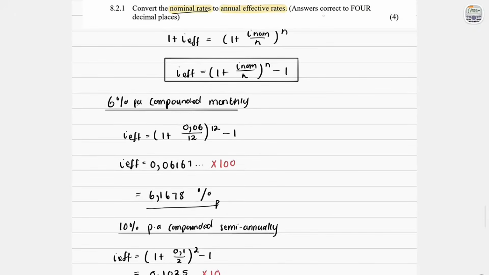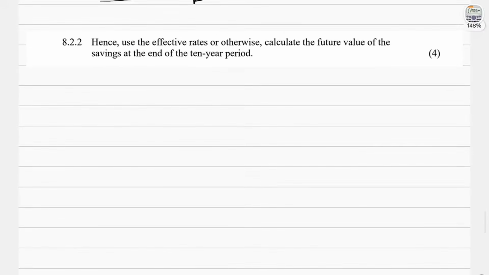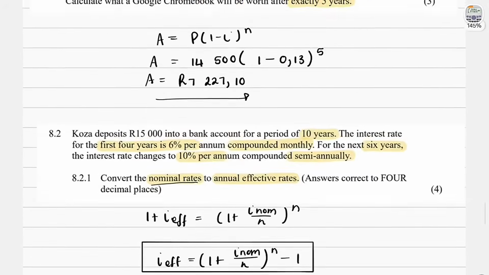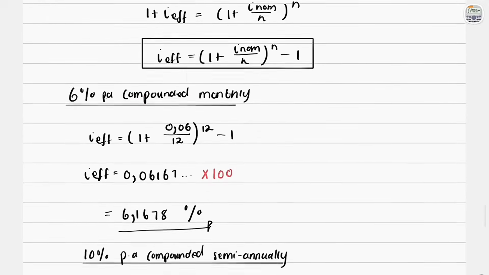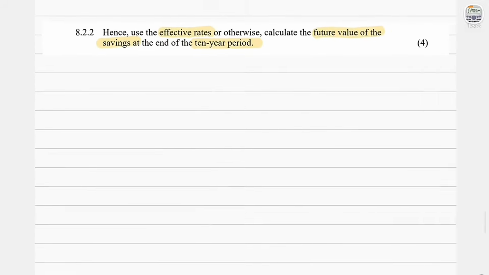Okay, moving on to the next question. Question 8.2.2 says, hence use the effective interest rates, or otherwise calculate the future value of the savings at the end of the 10-year period. Okay, that was really nice of them. So now you don't have to consider the compoundings and stuff. They're all just going to be compounded annually, okay?